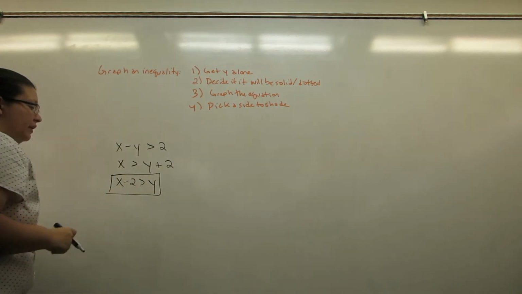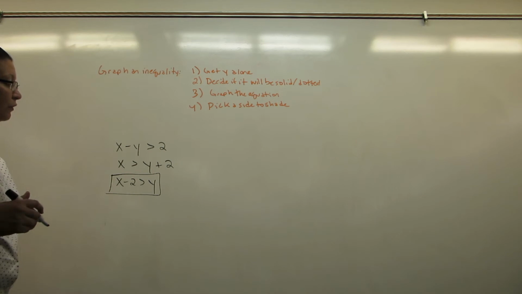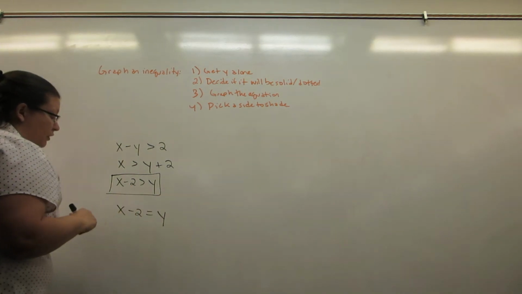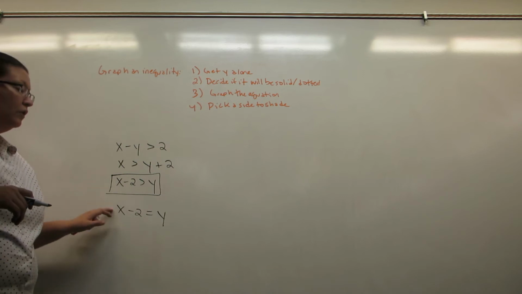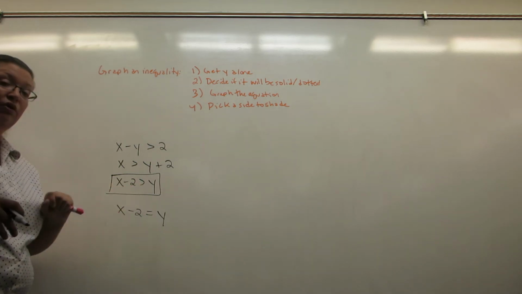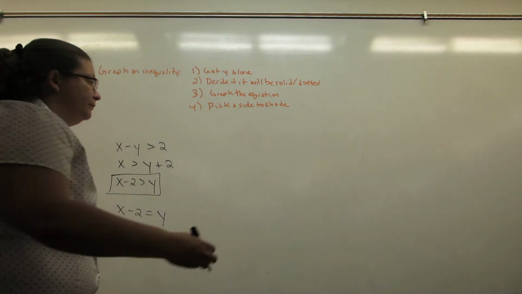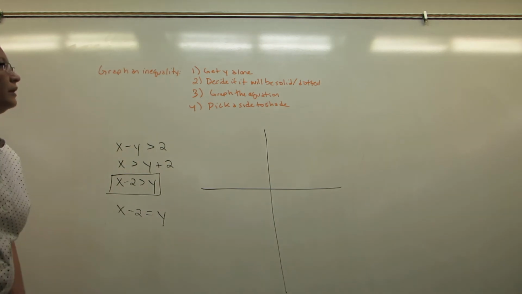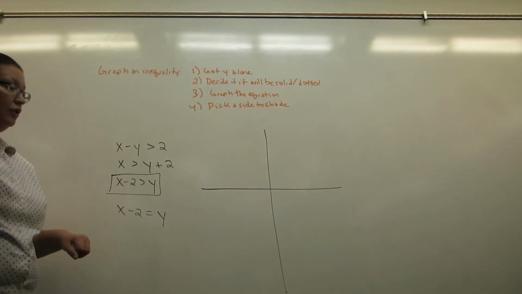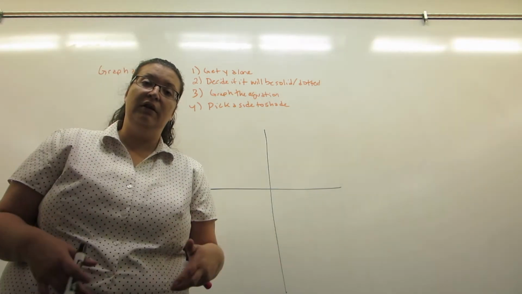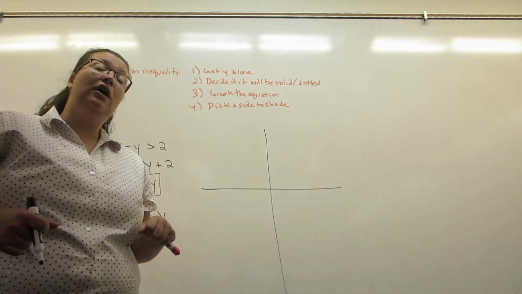This is the inequality I'm trying to graph. It will be based off the equation x minus 2 equals y. Okay. So it's always based off the equation you get when replacing the inequality with an equal to sign. So I'm going to go over here to the graph. Okay. Now, before I can actually graph this equation, I need to decide if the graph line is going to be a solid line, like when we graph an equation, or a dotted line.